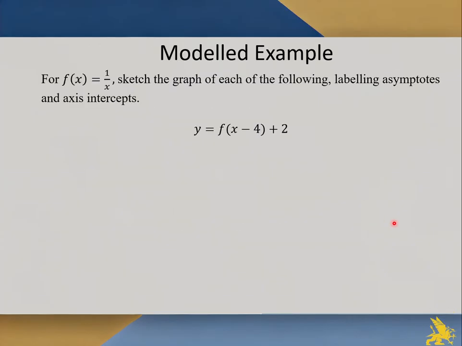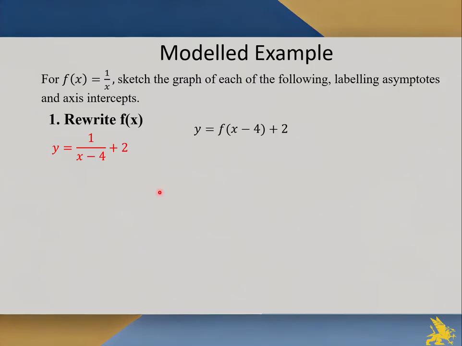So for f of x is equal to 1 over x, sketch the graph of each of the following, labeling asymptotes and axis intercepts. So the first thing we are going to do is rewrite this. So this means x minus 4, I substitute that into my x, and I've got +2 on the outside of my function. And that's because this is my y value, and then I'm adding 2 and pushing it up.